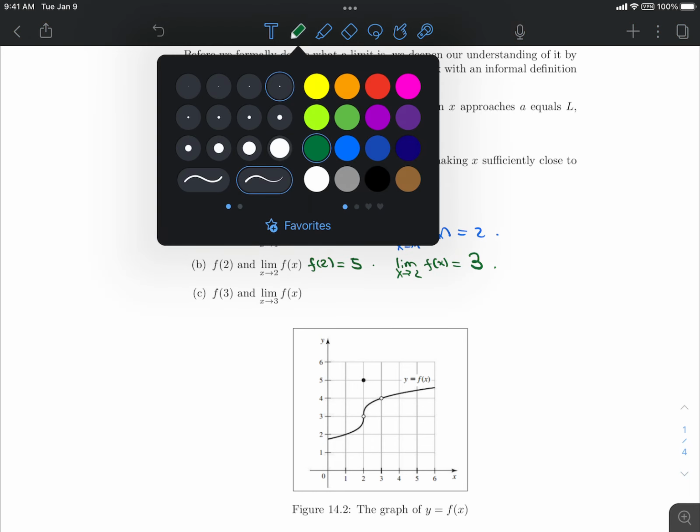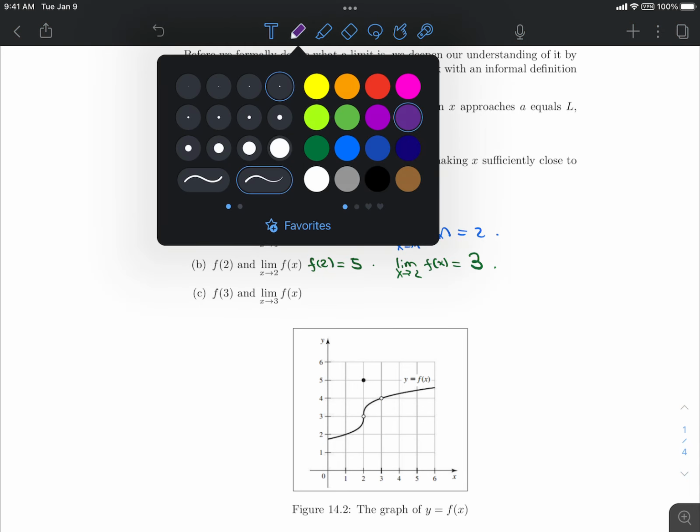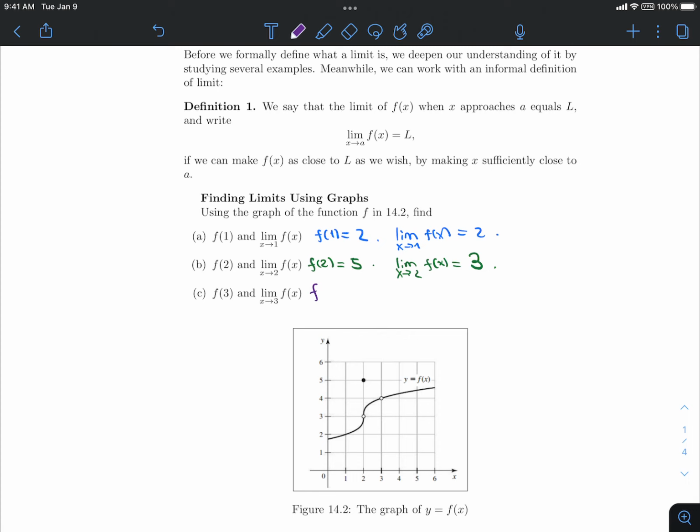Okay, now let's go to our last example at x equals 3. So we're at 3 now. We have a hole in there again. So what is f of 3? This time there's no filled in circle. So I'll say it is undefined, or does not exist. You can say that too.